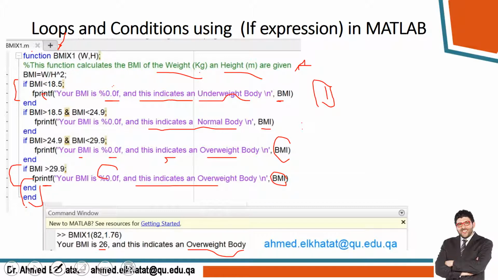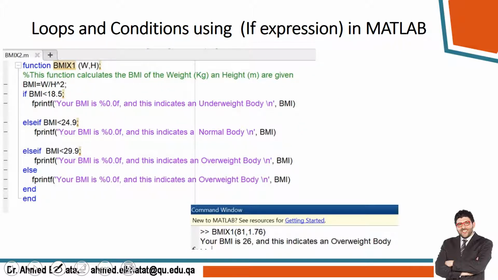So let's try this example again, but instead of using this if end, I will use else if. Here, this is the same function again. What I did: if body mass indicator is less than 18.5, then print this sentence. Now, else if.